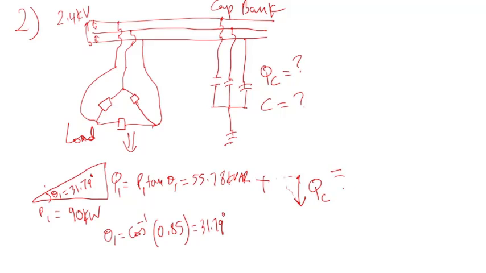So basically, I will just have P1 here because I have P1 plus the active power of the capacitor bank, which is 0, so it's just P1, which is 90 kilowatts. Then the total Q will be Q1 plus QC.